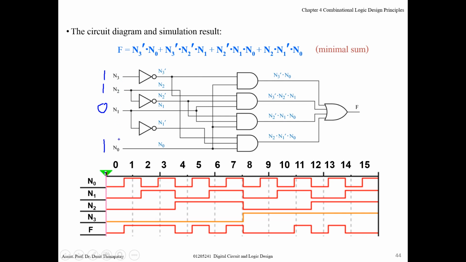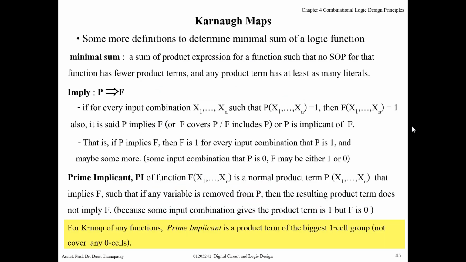N3, N2, N1, N0 is 1101. Where? 1101, right? So the output is 1. Everyone okay? Understand the timing diagram, right? Good. If you understand, then you can do homework or exam. Okay, next.